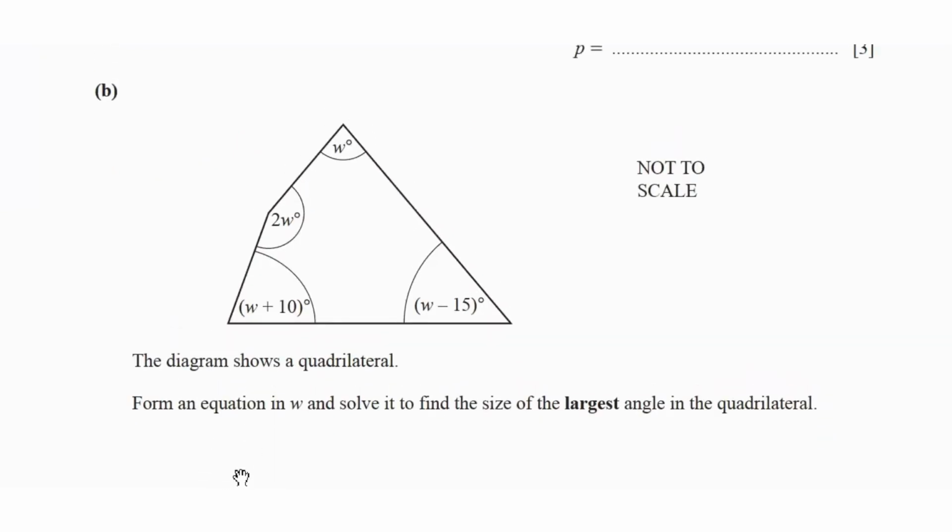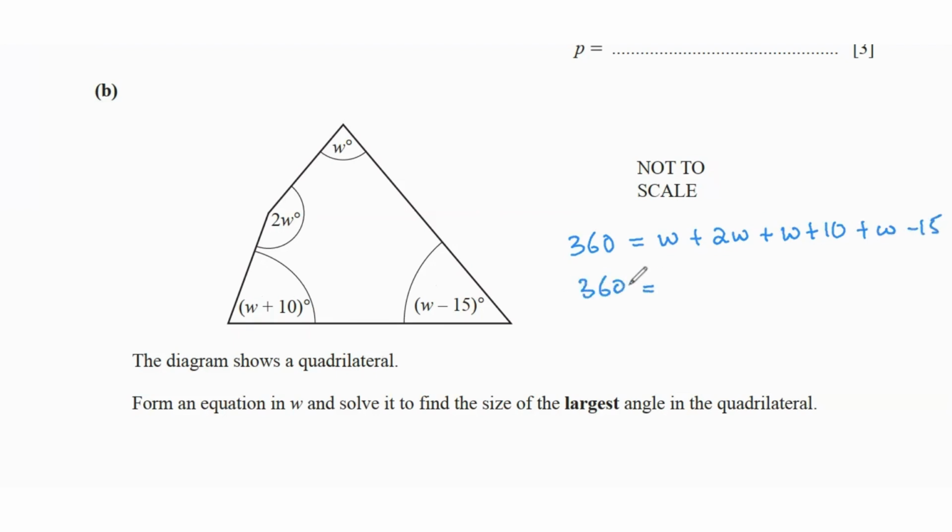Part B says the diagram shows a quadrilateral. Form an equation in W and solve it to find the size of the largest angle of the quadrilateral. So this quadrilateral has 4 sides, obviously because it's a quadrilateral. So the sum of angles is going to be 360. So 360 equals W plus 2W plus W plus 10 plus W minus 50.